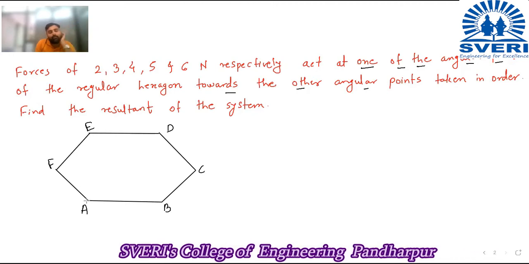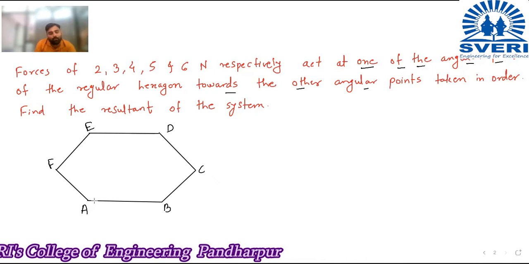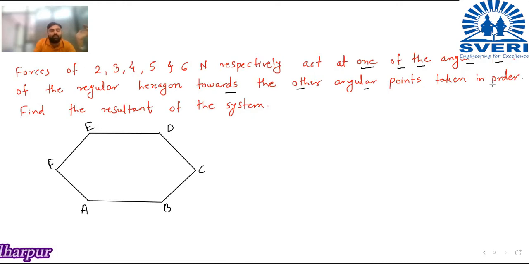But here I am taking it as a point A. So from point A, they are acting on all angular points. Okay. So after A, which is the next angular point? B, because they have told us is taken in order. Taken in order means you should go serially.